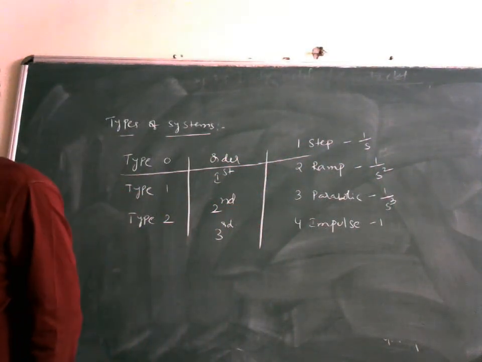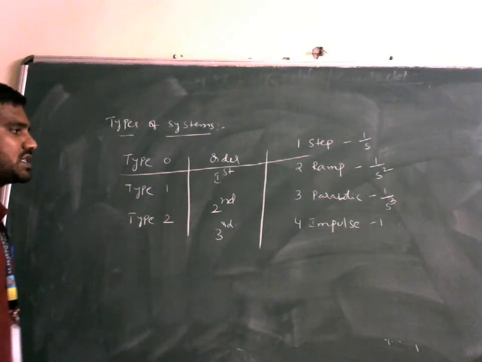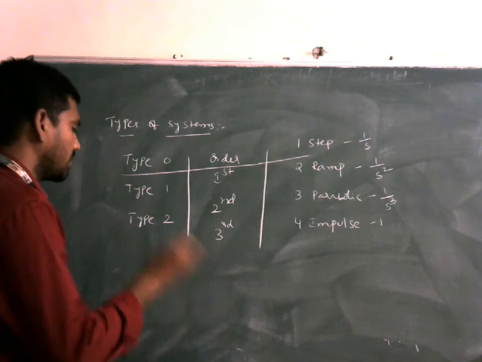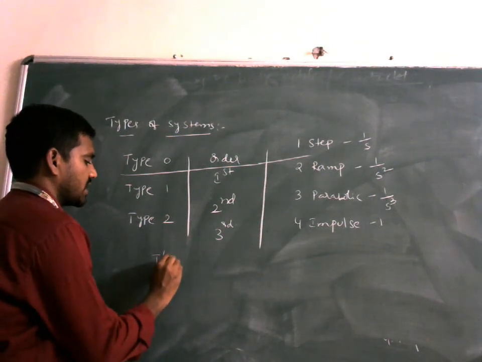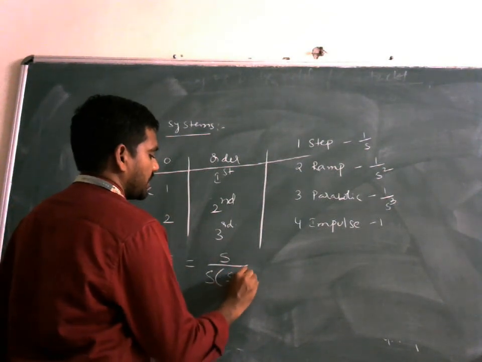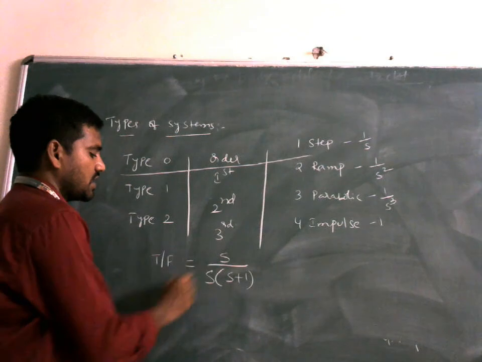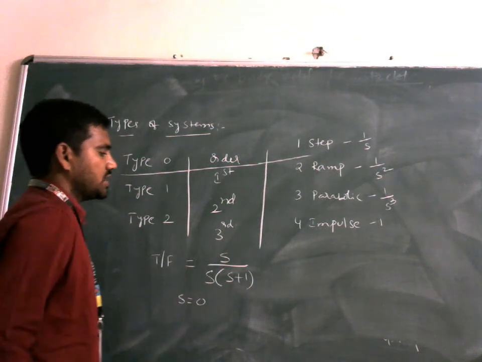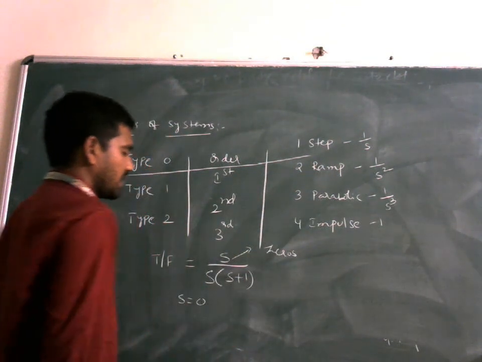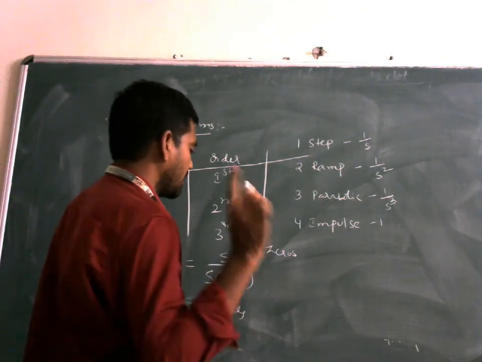Now, how are we going to find out the type of the system? How do we know which type of the system it is, type 1 or type 2 or type 0? Consider any transfer function. I am considering s divided by s into s plus 1. What are the poles and zeros? From the numerator we are going to get zeros. From the denominator we are going to get poles. Now how many poles and zeros are there? 1 zero and 2 poles.